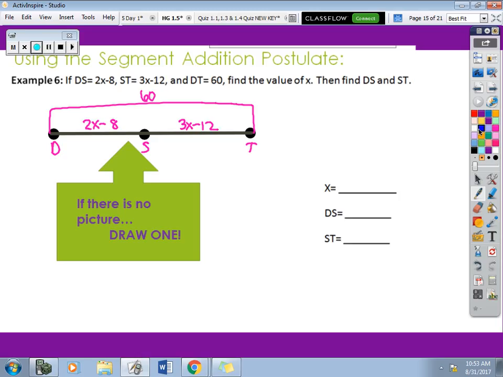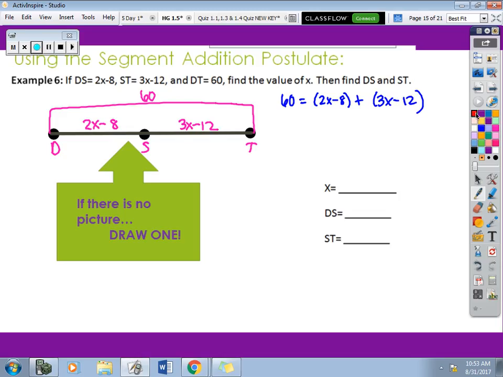What's the equation I would write to solve for x? Michaela? 60 equals 2x minus 8 plus 3x minus 12. Good. You're adding the 2 segments. You're using the segment addition postulate, and you're setting it equal to 60. Most of you will put equals 60 at the end. She put it at the front. It doesn't matter. It's the property of equality. You can flip it. Okay? And then you just solve.